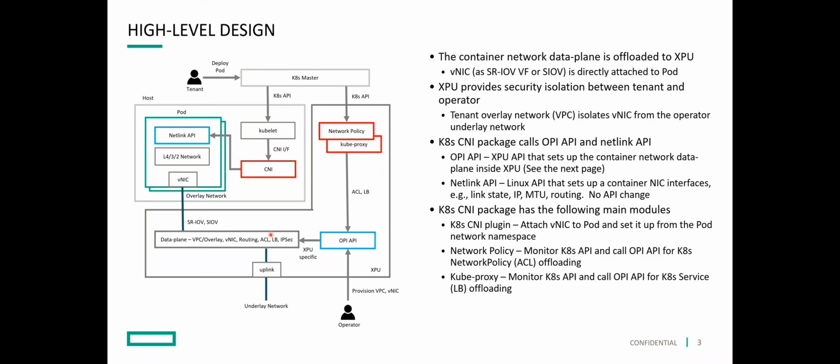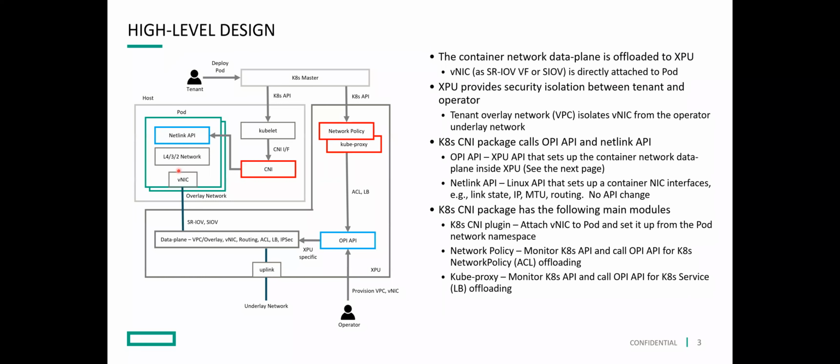And we have basically two APIs used by the CNI related to the XPU. We used this OPI API as an XPU API to set up this data plane. And the second API is the Netlink API. This is the same one I used to set up the VNIC interface provided.